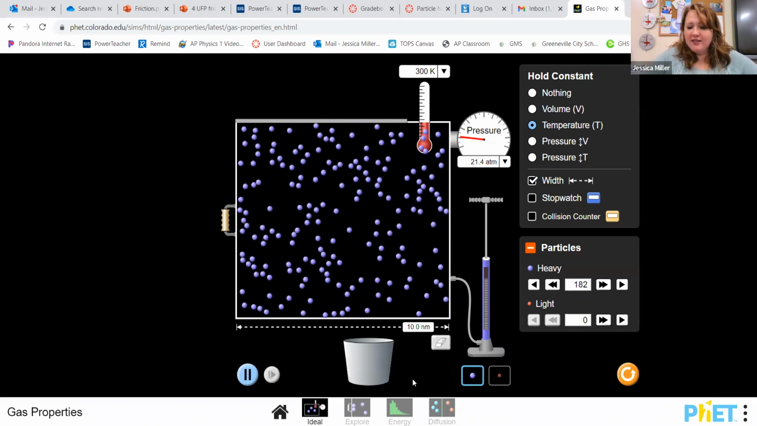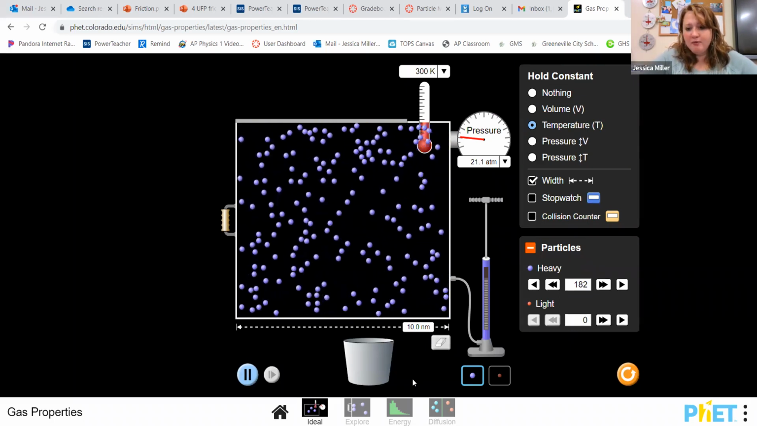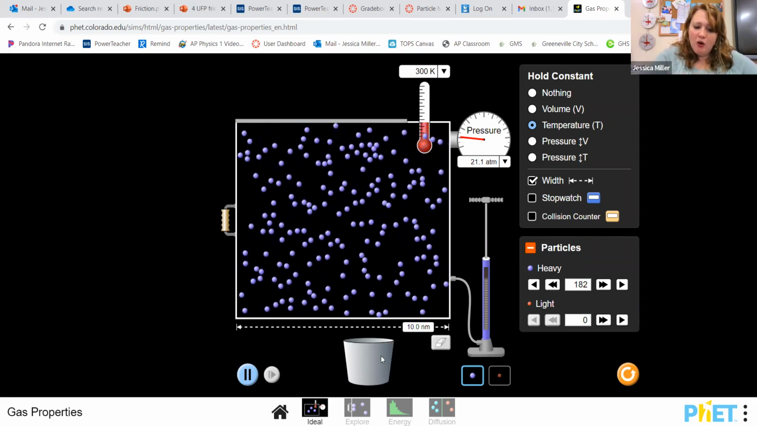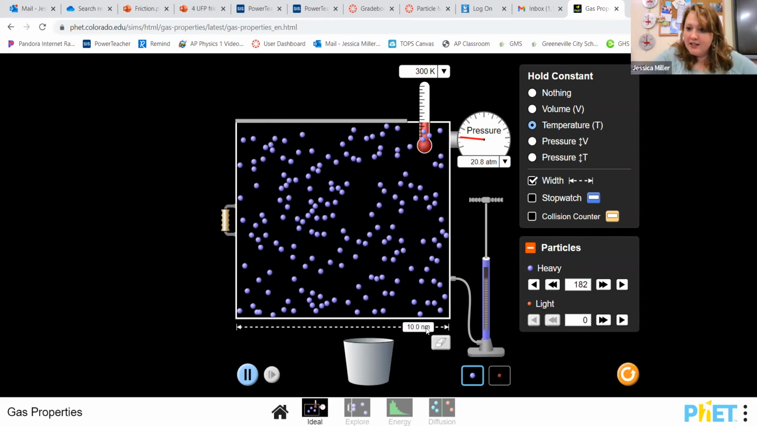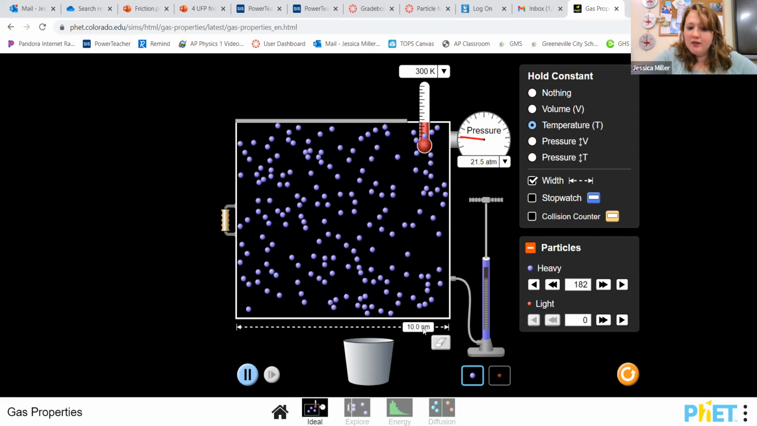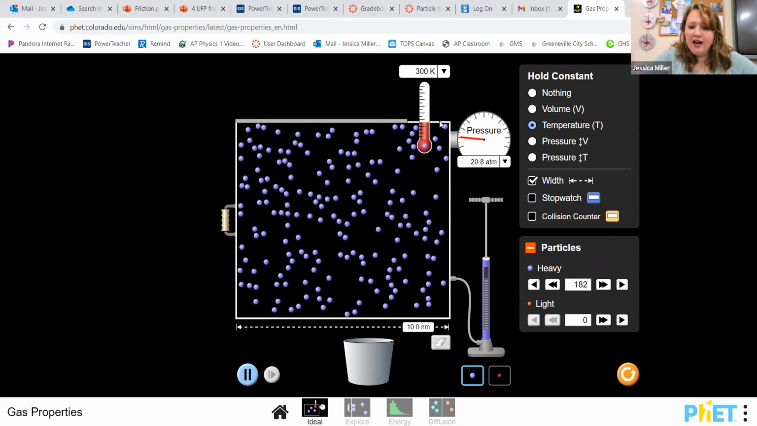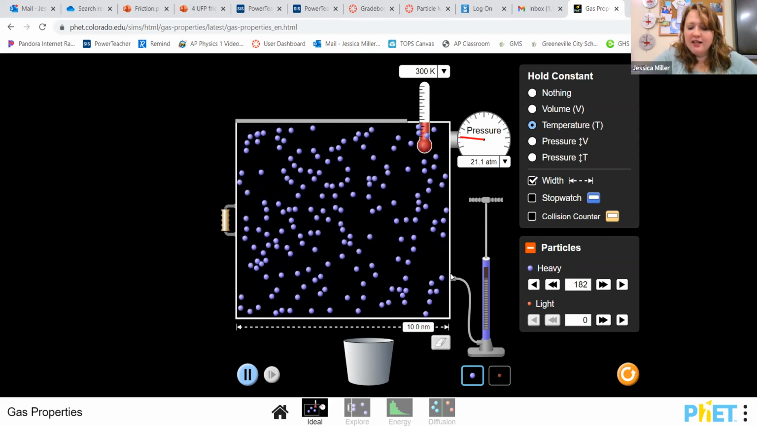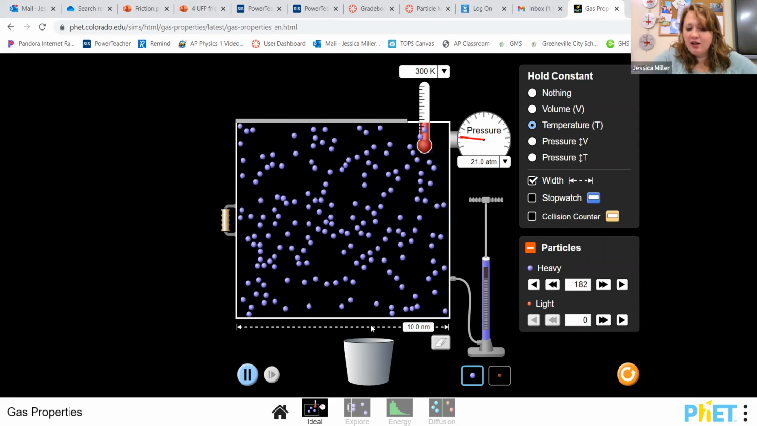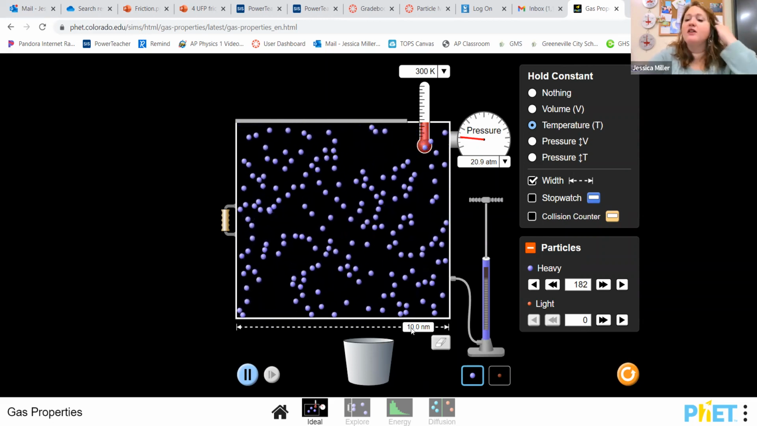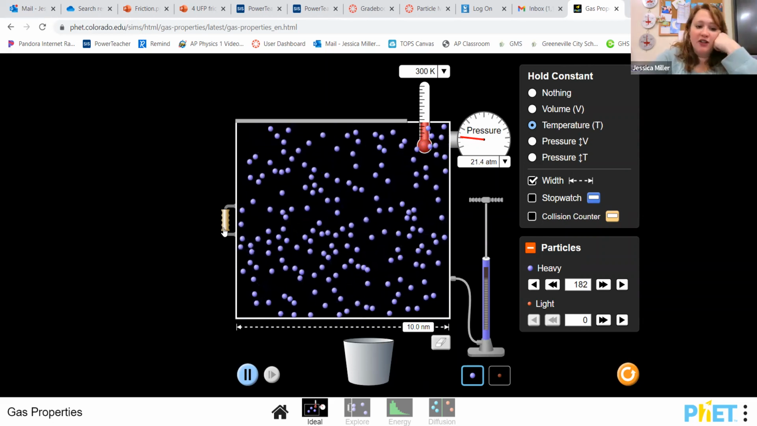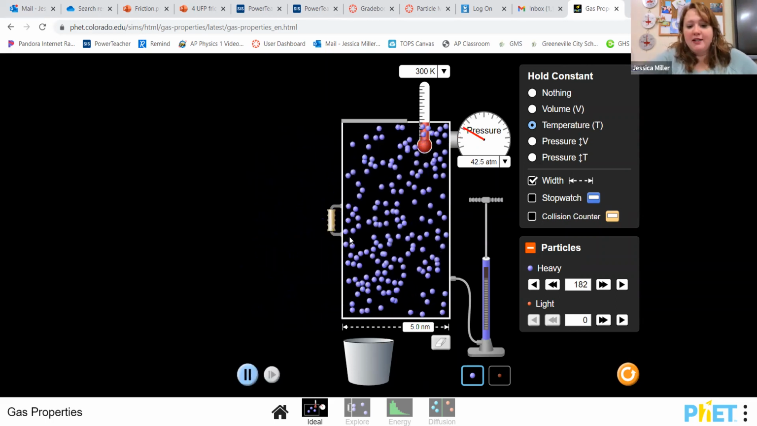Unfortunately, this doesn't give us a number for the volume, but that's okay because we know volume is related to the width. Volume is length times width times height. So if the height of the container and the length of this container is staying constant and all we're changing is the width, then we're changing the volume effectively. Remember, volume is the amount of space something takes up.